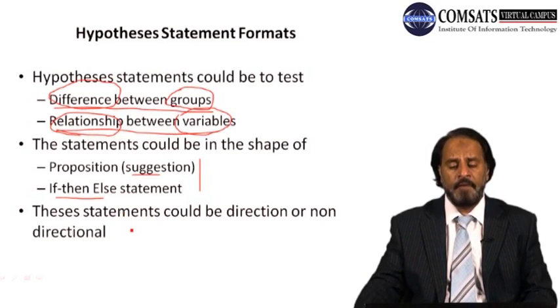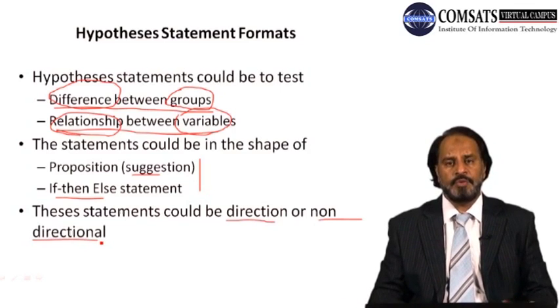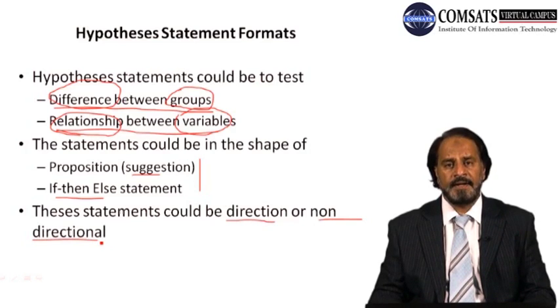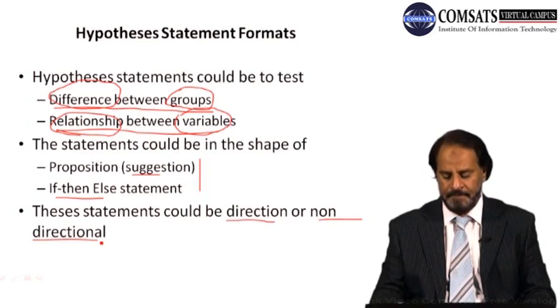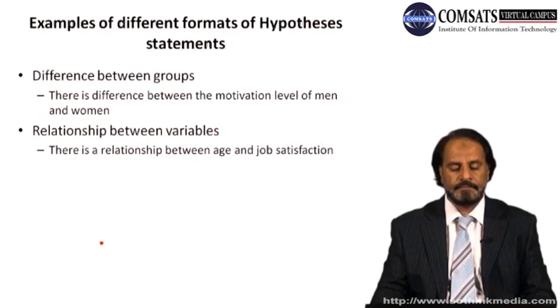Another format of hypothesis statements is directional and non-directional hypothesis statements, where in certain hypothesis statements we give a direction as to whether the relationship is positive or negative. That is when we are saying there is a relationship, and in another case we say the relationship is there, but we're not mentioning the direction, whether it's positive or negative. We'll have a few examples of that in the coming slides.